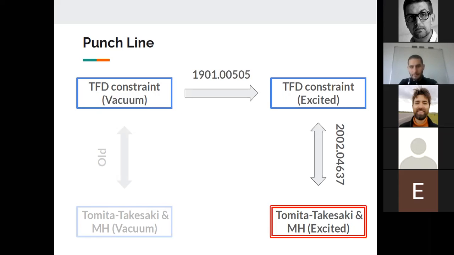We were able to create an excited TFD constraint, and then in this talk, for the next 40 minutes, I will tell you how you map this into a Tomita-Takesaki setup, and then how that helps you find the modular Hamiltonian for this.